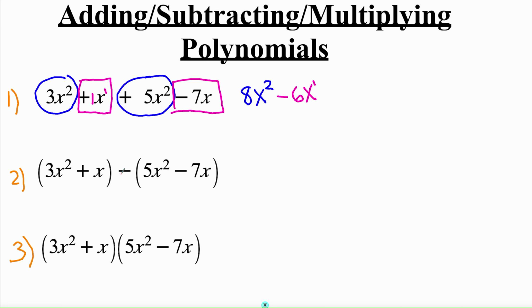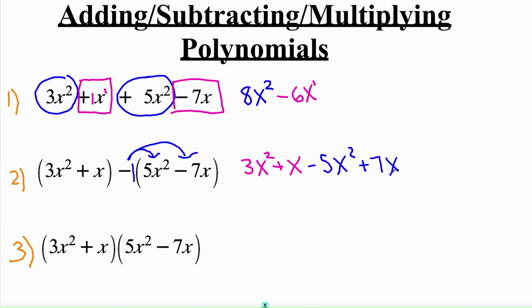So in the second example here, that first set of parentheses, that 3x squared plus x, nothing is going to change about that because there's nothing to distribute out front. But on this second group here, I'm subtracting everything in parentheses. So it's kind of like I'm distributing a -1. So that's going to become minus 5x squared. And then -1 times -7x makes that plus 7x.